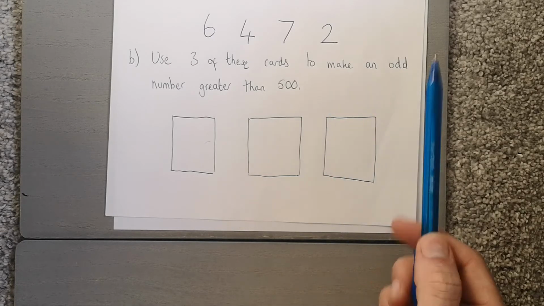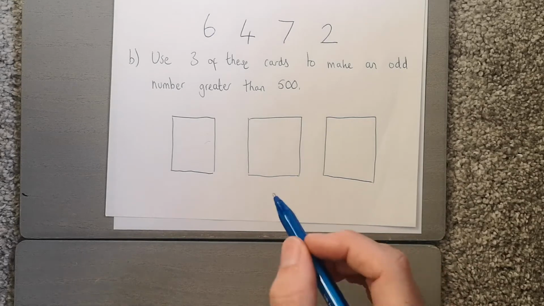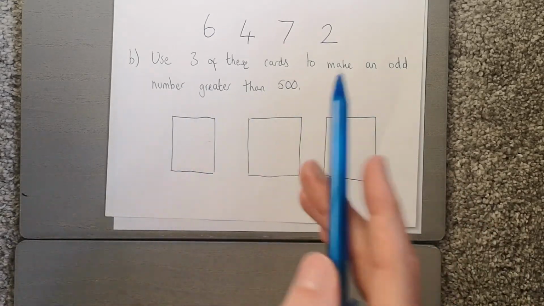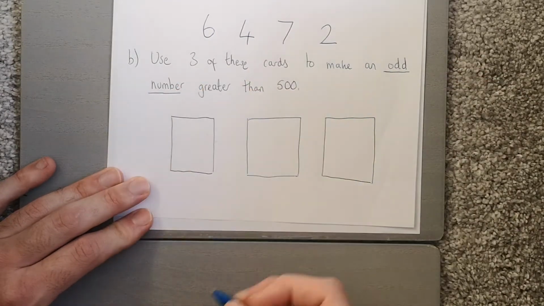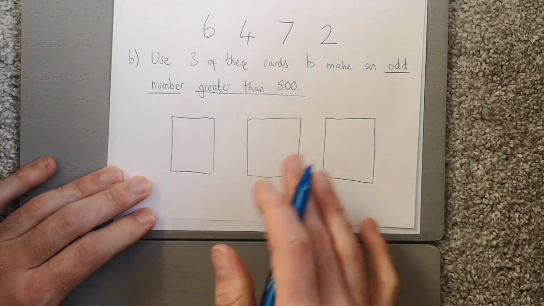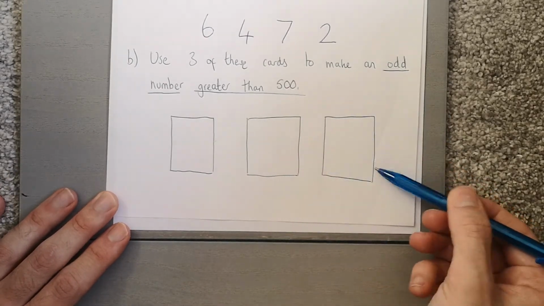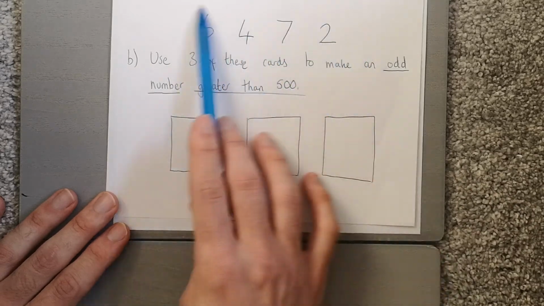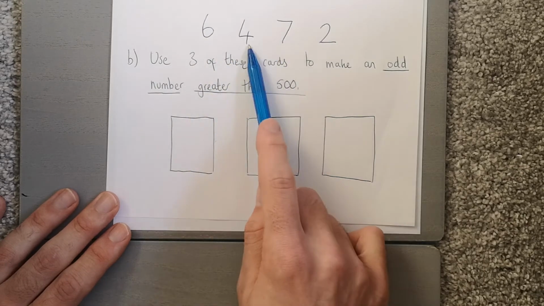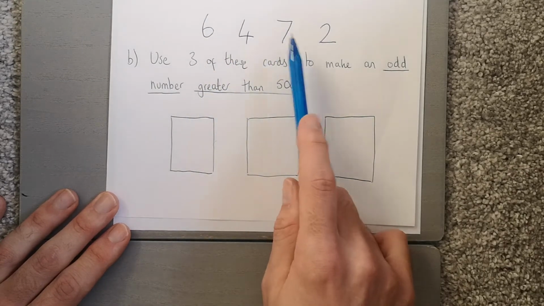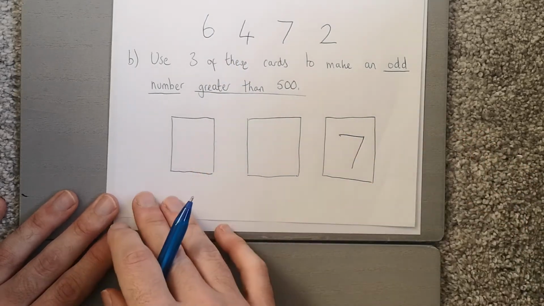Okay, right. This one's really important, because what's the main thing about this? The main thing in that question is what? Okay, it should be to make an odd number that is greater than 500. And that key thing there is an odd number. So we know that our unit has to be odd. Now, which number out of those is it going to end in? Is 6 an odd number? No. Is 4 an odd number? No. Is 7 an odd number? Yes. Is 2 an odd number? No. So 7 is the only one it can end in.